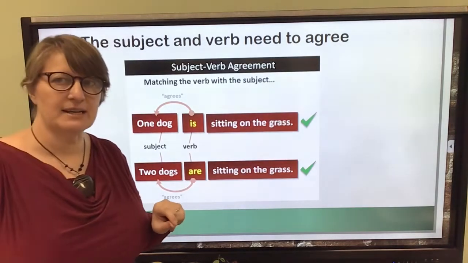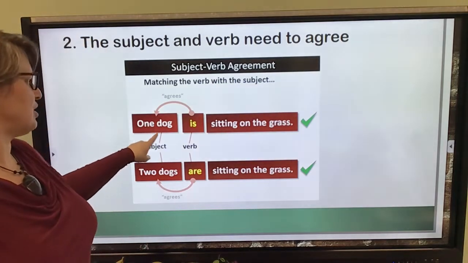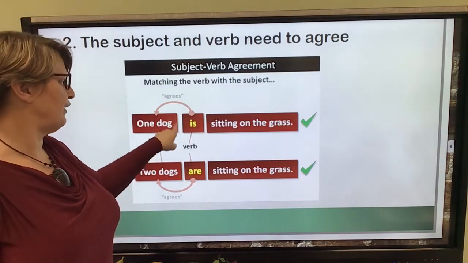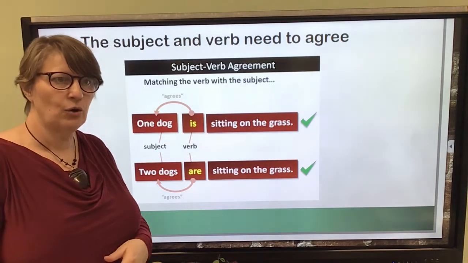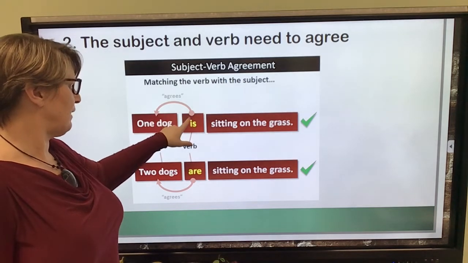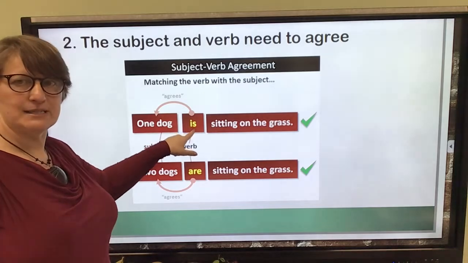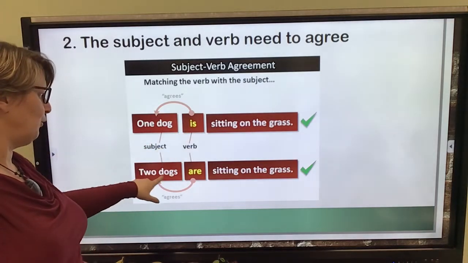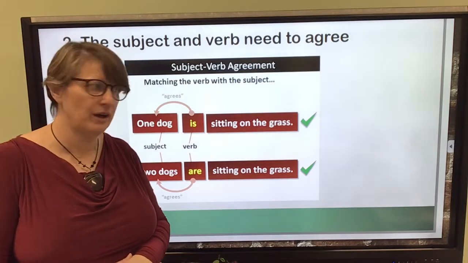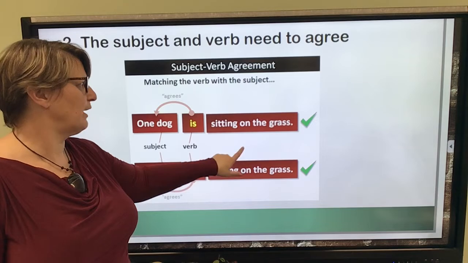The subject and the verb need to agree. So the subject, what's the sentence about? The verb, what are they doing? Or how are they being? And it's got to agree, because if you've got a singular one here, you need a different word than if you've got a plural one here. So be very careful with was and were, is and are. So have a look through when you're looking at your work.